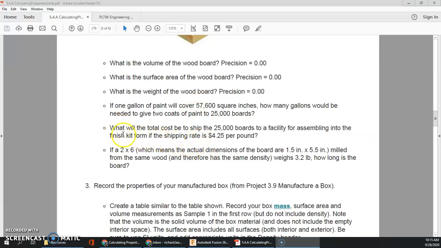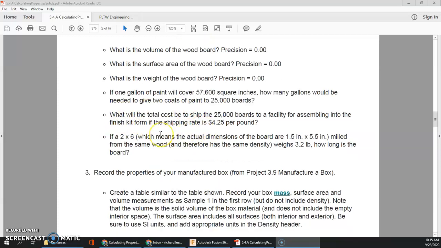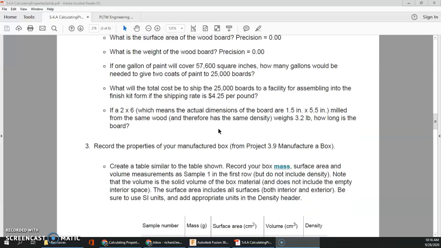Okay, and then this question, we're talking about the weight of the boards. So we needed that weight density of pine times the volume of the board to find the weight of one board times this many boards times dollars per weight to ship it to find out how much to ship those boards. Okay.